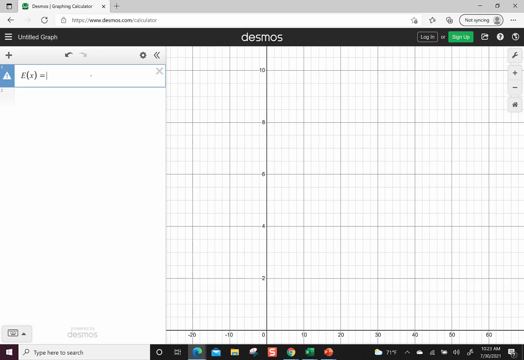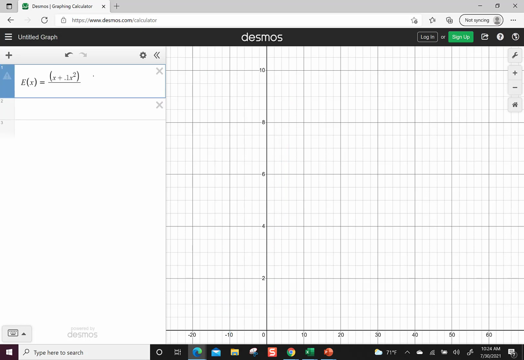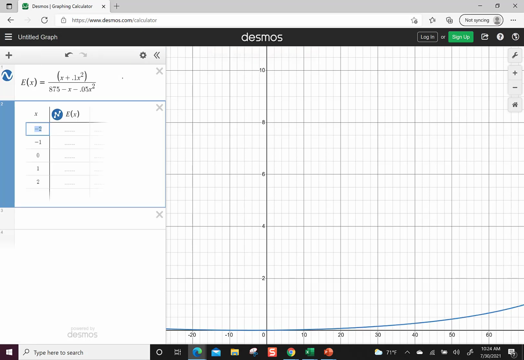Thinking about elasticity, I'll say equals parentheses. Now we have to put in x's instead of p's, so I have x plus 0.1 x squared. Notice I put parentheses because these things are both in the numerator. And then I'm going to divide by 875 minus x minus 0.05 x squared. Now I'm going to hit the settings, and I'm going to say please make a table, and it's going to put in values, but we're going to change those values to 50, 70, and 100. All right. 50 says 0.43, 70 says 1, and 100 says 4.